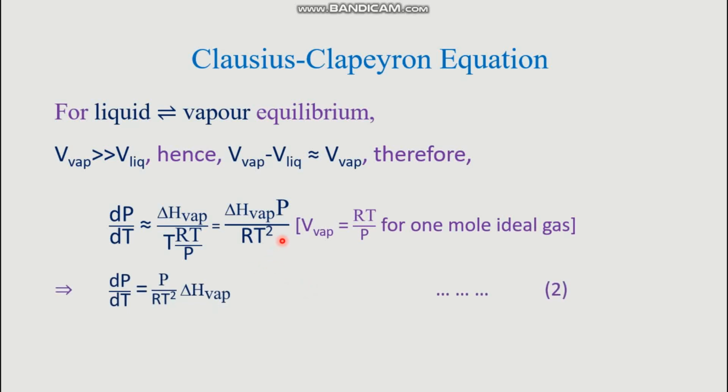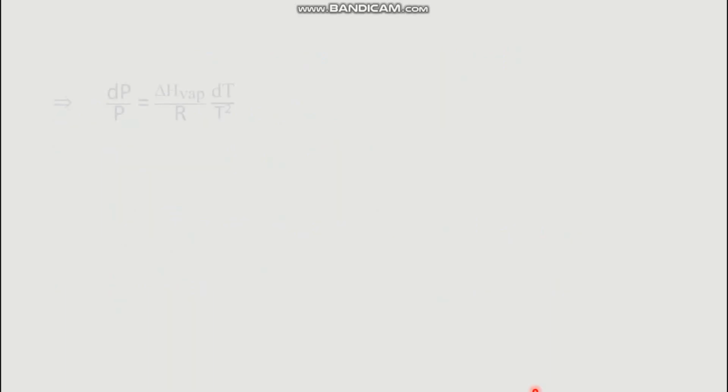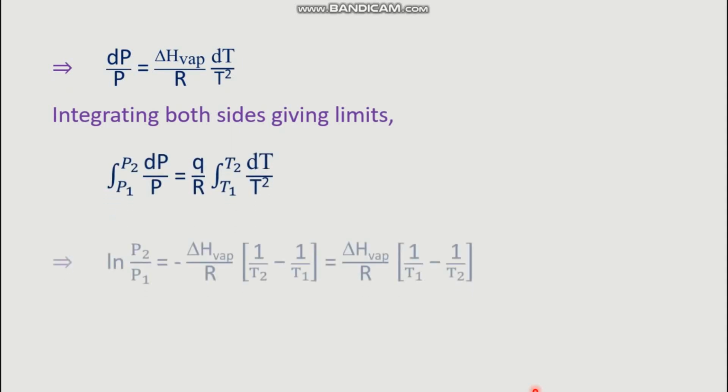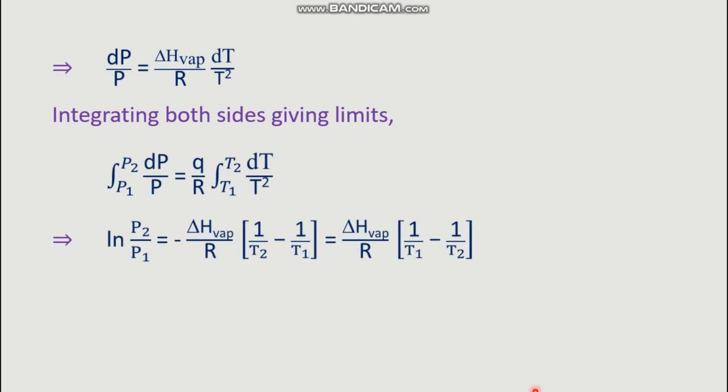And if this equation is rearranged a little like this, then it takes the form of equation number 2. Now, equation number 2, when further rearranged, so that the pressure terms are on the left-hand side and the temperature terms are on the right-hand side, gives this form, which on integration with limits becomes ln P2 by P1 equals minus delta H of vaporization by R into 1 by T2 minus 1 by T1.